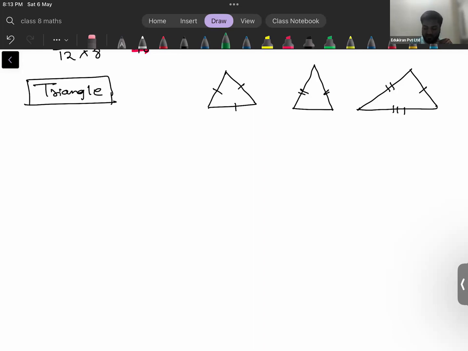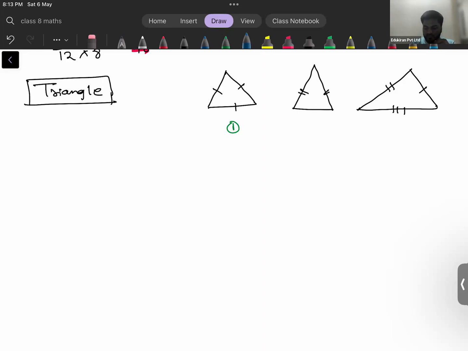What about the first figure which I have taken here, in which all three sides are equal? What do we call that? What is its name?